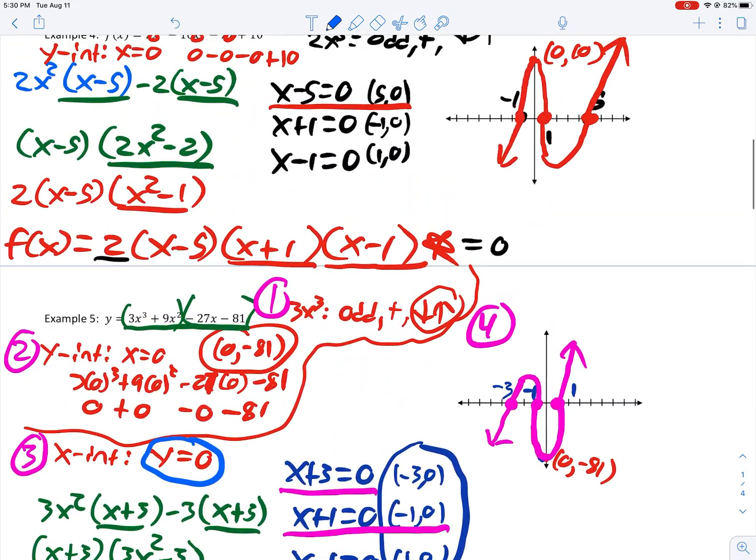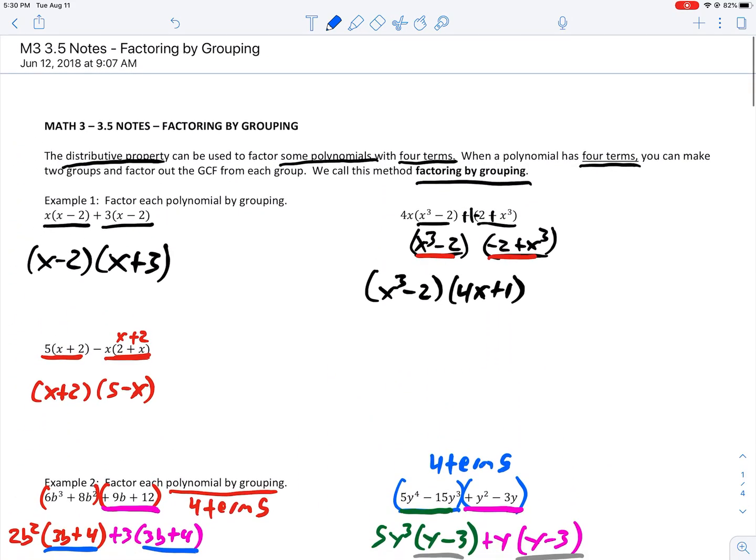So make sure you go back, you answer the essential question at the top of your notes, write your summary, and then you'll be done with 3.5.